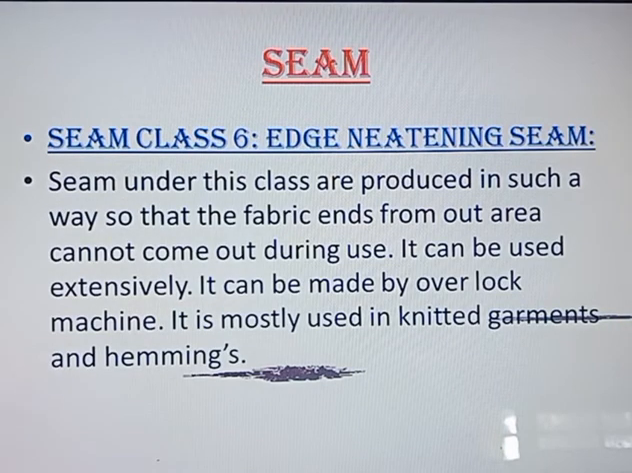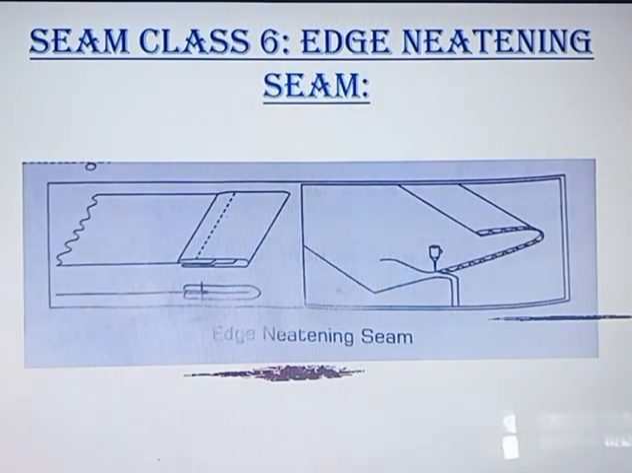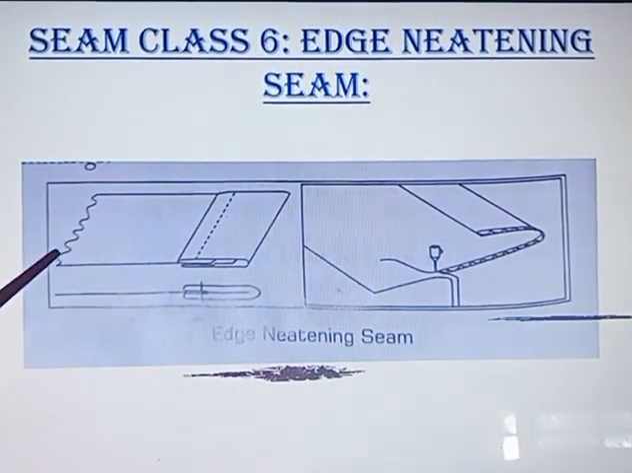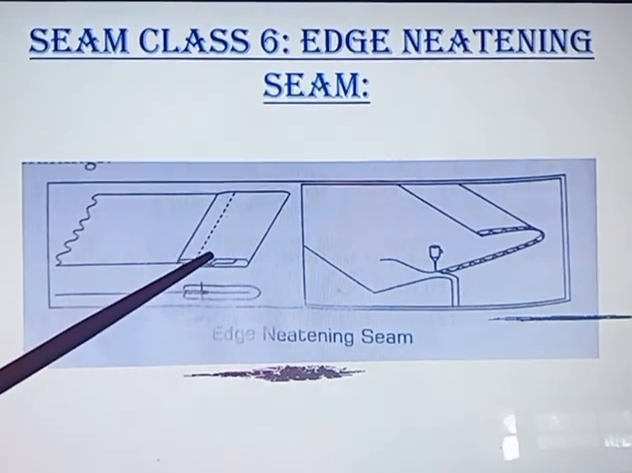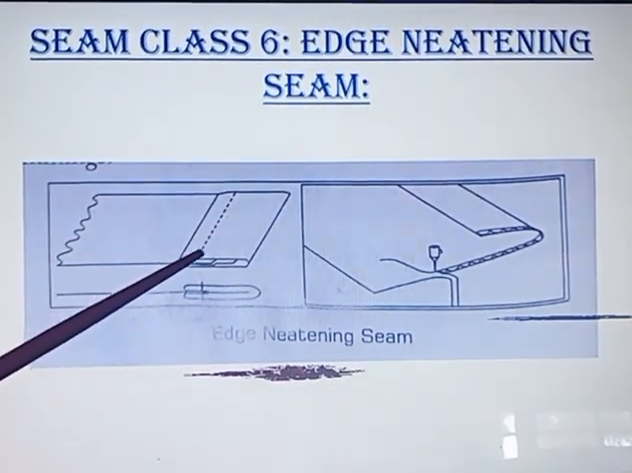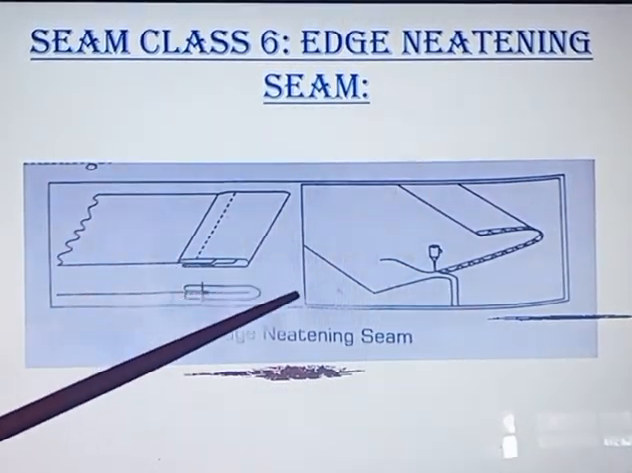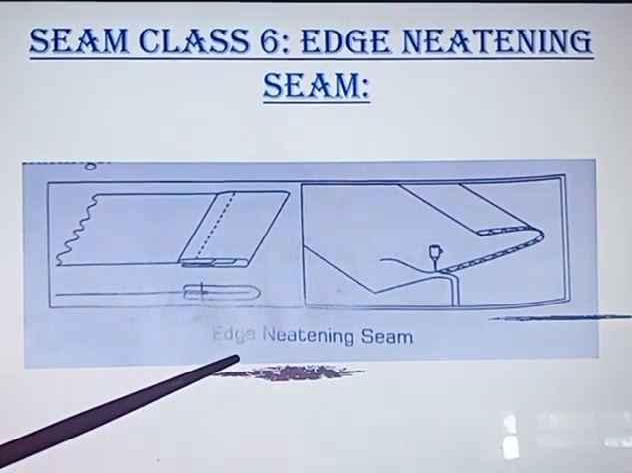Next we have seam class 6, the edge neatening seam. From the name we can understand that this seam is used to keep the fabric ends from coming out during use. So it can be overlocked with the overlock machine, or it can be hemmed. In the diagram we can see these are edged with pinking shears, or here it is folded and then hemmed or overlocked. These are the edge neatening seams.